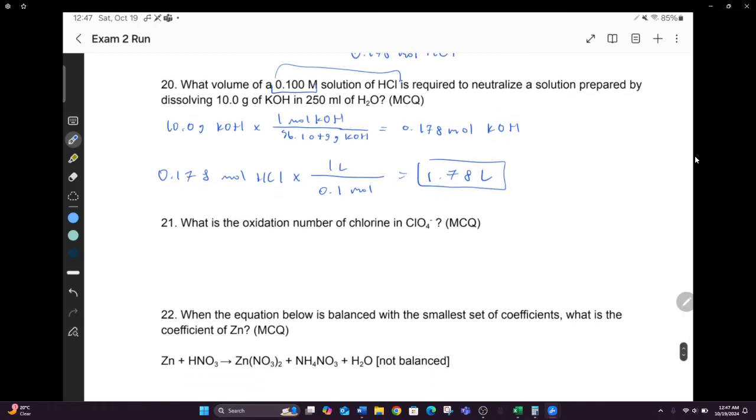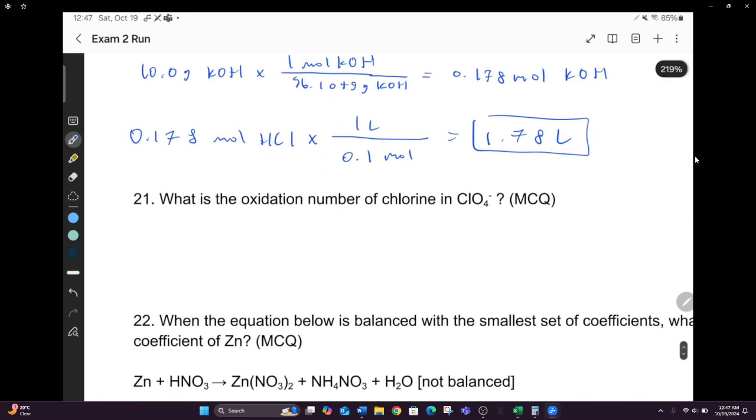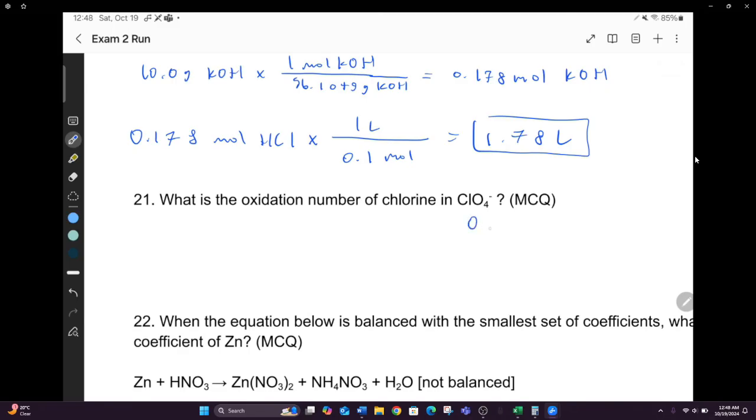What is the oxidation number of chlorine in ClO4 minus? For oxidation number, y'all should have learned this in class. It's kind of a lot to go into. But basically, you want to know that your oxygens are usually going to be a 2 minus oxidation number. So for ClO4 minus, this minus tells us that all of our oxidation numbers need to sum up to -1.